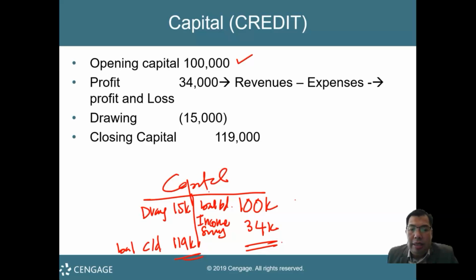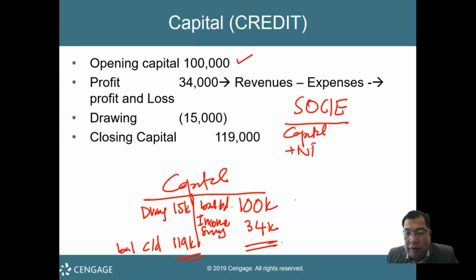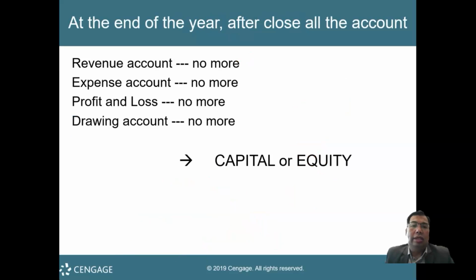If you compare these accounts with your statement of changes in equity, you will notice that this is the same thing as your statement of changes in equity, whereby capital plus net profit minus drawing. So this gives you the balance. So that is the last step.